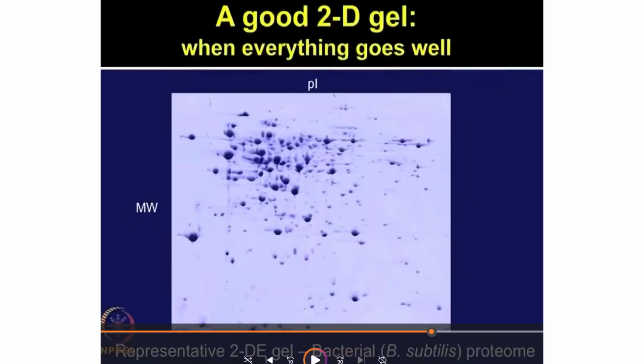So this is a good gel when everything goes well. When something goes wrong, this is called streaking of the gel. If you see such kinds of gels, it's called trace impurity. It's because of trace impurity. If you see images like this, it is because of old timid.